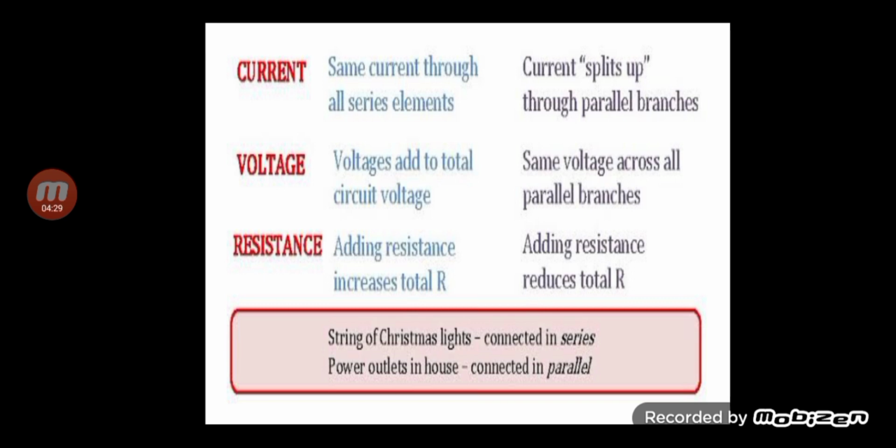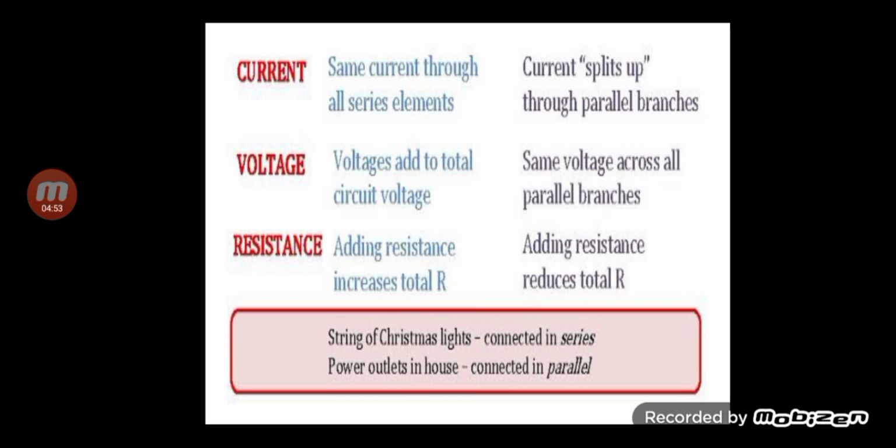When we talk about the voltage, the potential difference, voltages add up to the total circuit voltage, because a series circuit is a voltage divider. It divides the voltage among all the bulbs, all the electrical appliances that are present in the series. In a parallel circuit, the same voltage is across all the parallel branches.